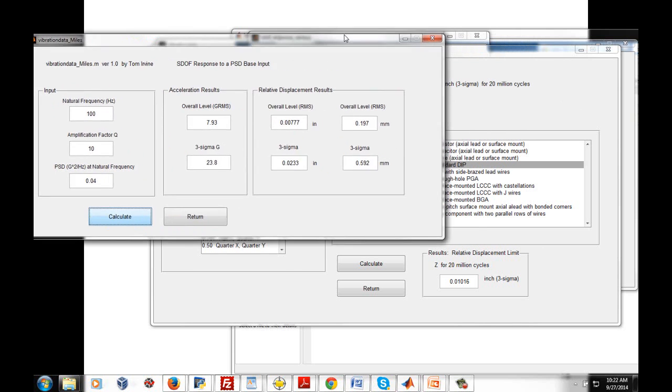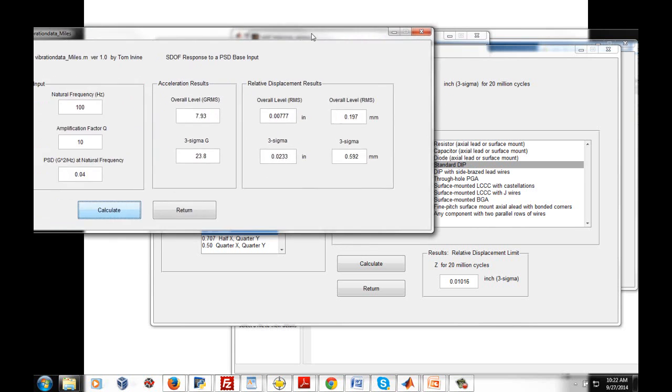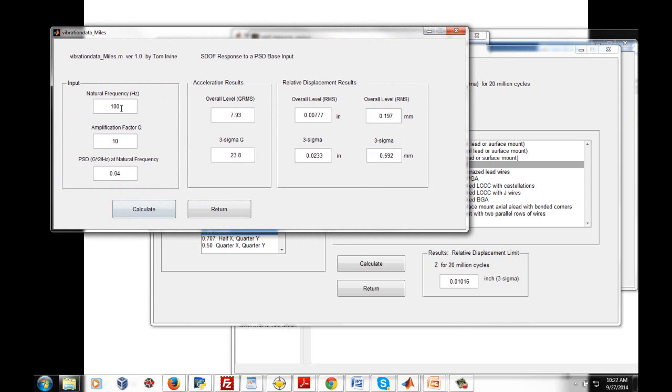Let's just do another kind of consideration calculation here. So let's go back to the case where we were at 200 hertz.